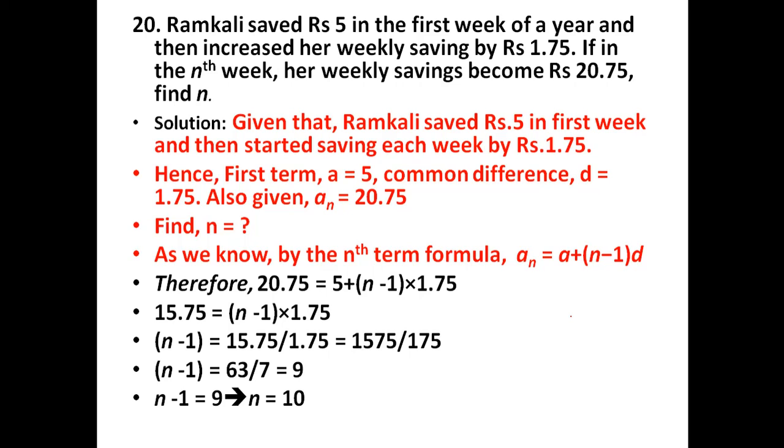We are removing the decimal points, that is what we did in the previous step. If you simplify, it is 63 by 7. So n minus 1 equal to 63 by 7 equal to 9. So n we want, so bring the minus 1 to this side of the equal sign: 9 plus 1 equal to 10. So our answer is 10. In the 10th week she will get rupees 20.75 as her savings.